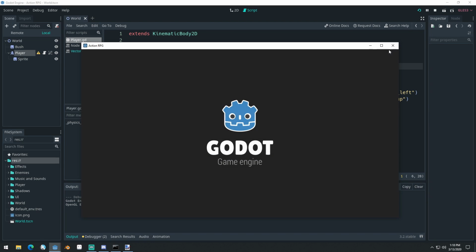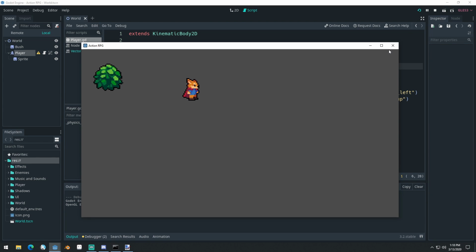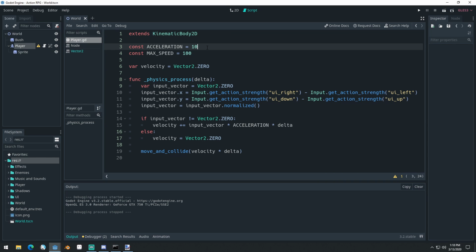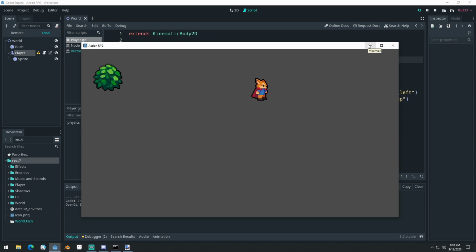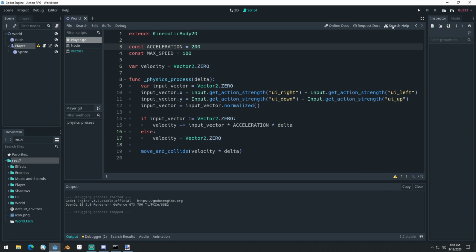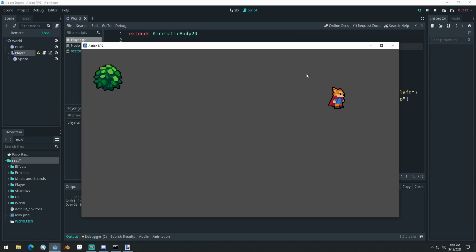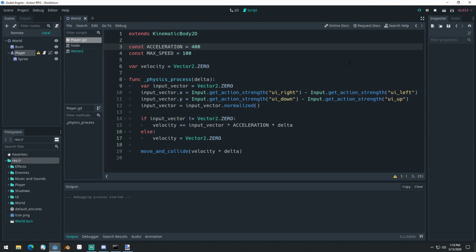which then means that 10 is probably going to be a really slow acceleration. It's going to take us forever to get up to speed, right? Because 1/60th of a second is a small number. We're going to make our acceleration 100 as well and see how that goes with our speed here. There we go. Still really slow, right? Let's try 200. Whoa, this feels like we're on ice. We're ice skating now instead of actually moving. So let's try a much larger amount.